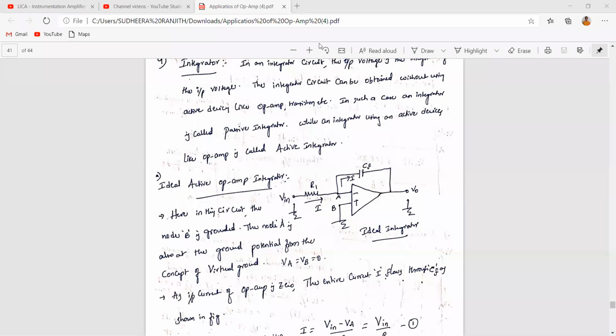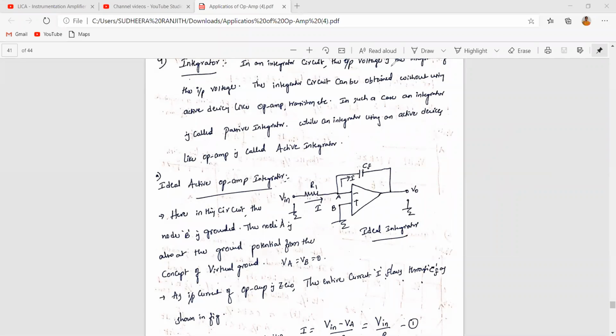So what is the expected output of this active integrator? Integration of V dt. That means the output is the integration of the input signal. Is it clear, all of you? What is an integrator? Is it clear? Respond. Yes, sir. Right.